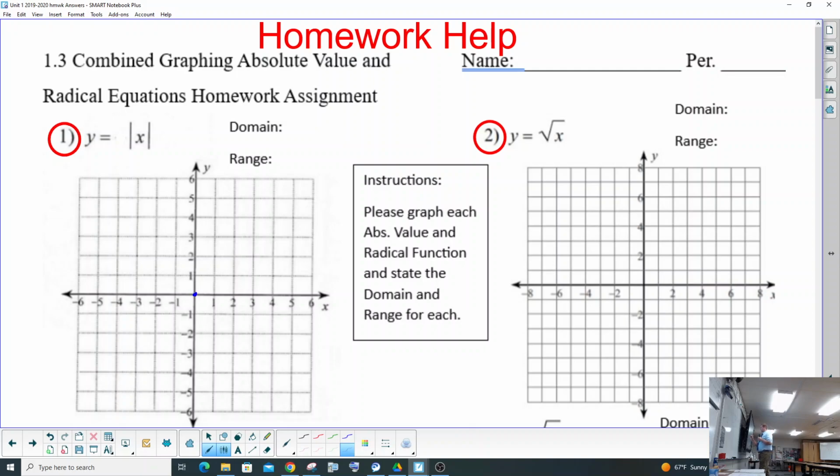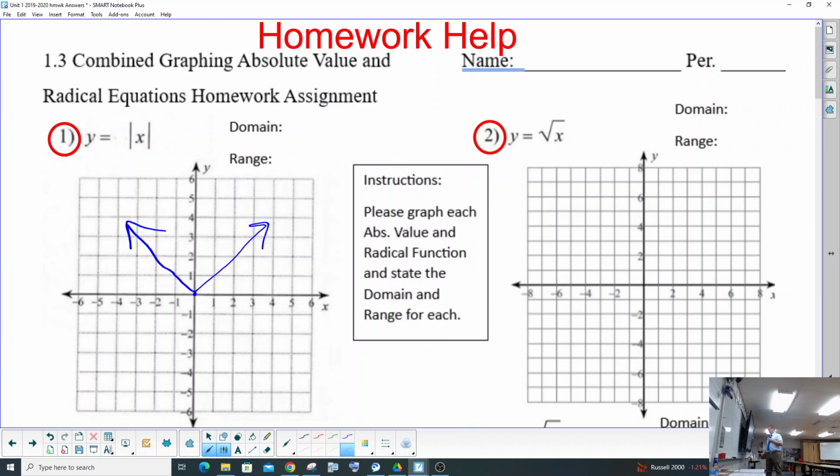Remember that 0, 0, the absolute value of 0 is 0, so that's where we start. The absolute value of 1 is 1, the absolute value of 2 is 2, so it goes up and to the right. Then the absolute value of negative 1 is positive 1, the absolute value of negative 2 is positive 2, and so it goes up and to the left. Like that.